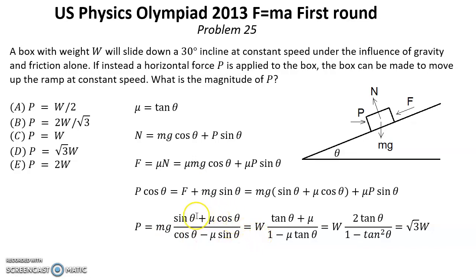We divide numerator and denominator by cosine theta, which will give us an expression through tangent theta. We use the knowledge that mu equals tangent theta, and after that we have this expression, and the tangent theta equals 1 over root 3 for 30 degrees, and finally we got root 3 W. That's the answer, D.